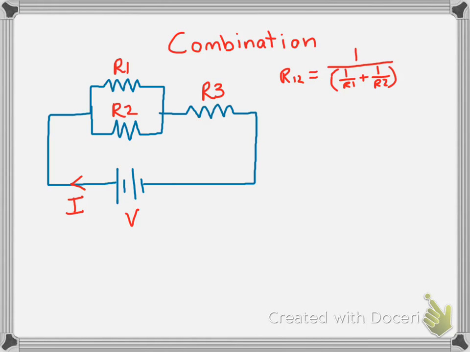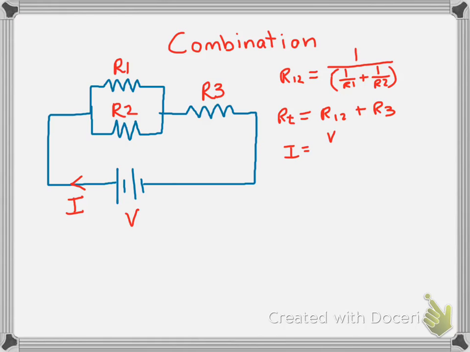To find the total resistance, first we see that R1 and R2 are in parallel. So using the formula that we taught you before, consider the resistance of R1 and R2 to be R12. So 1 over R1 plus 1 over R2 equals R12. To find the total resistance, we add R12 plus R3 because they're in series.